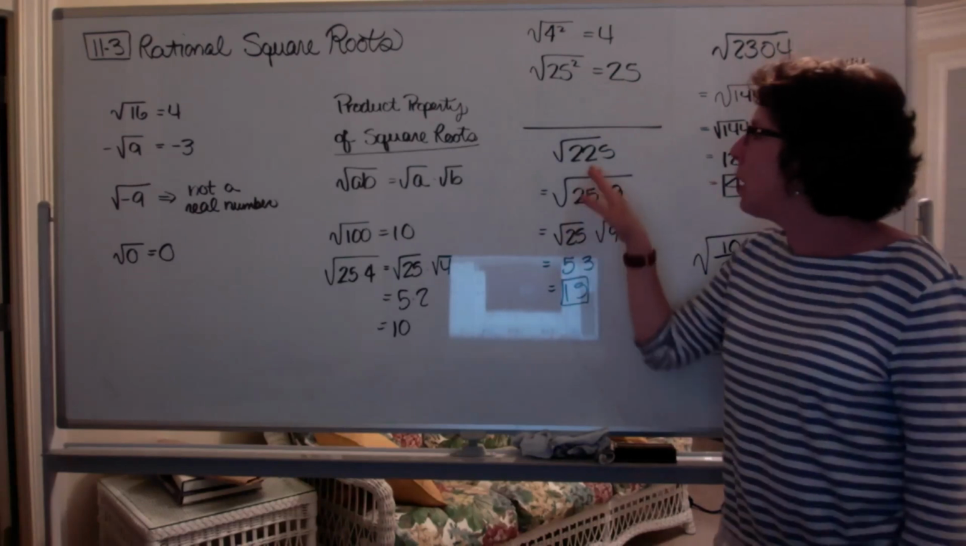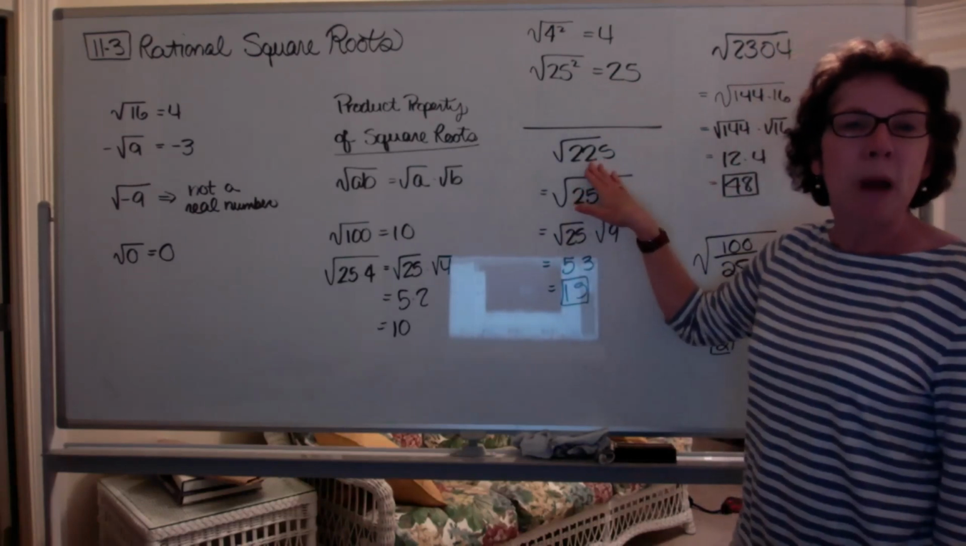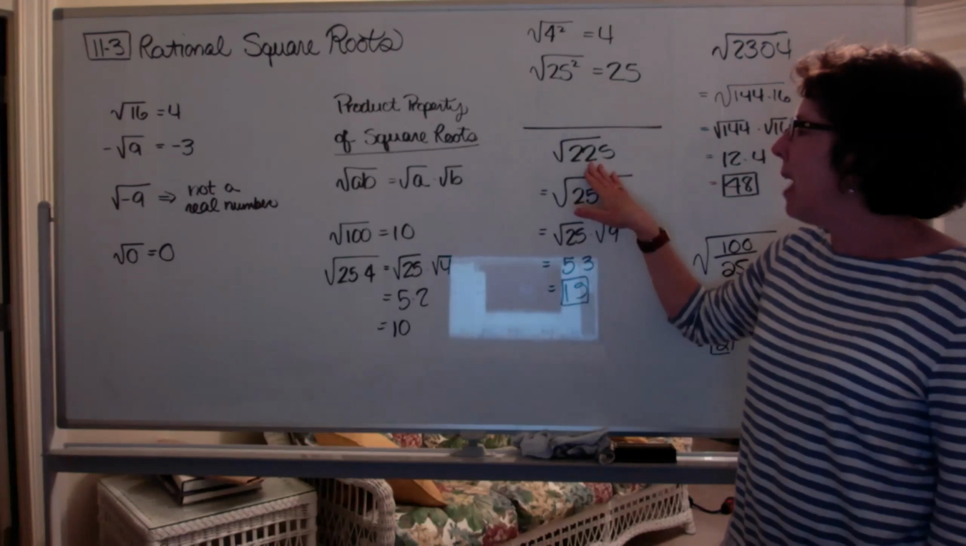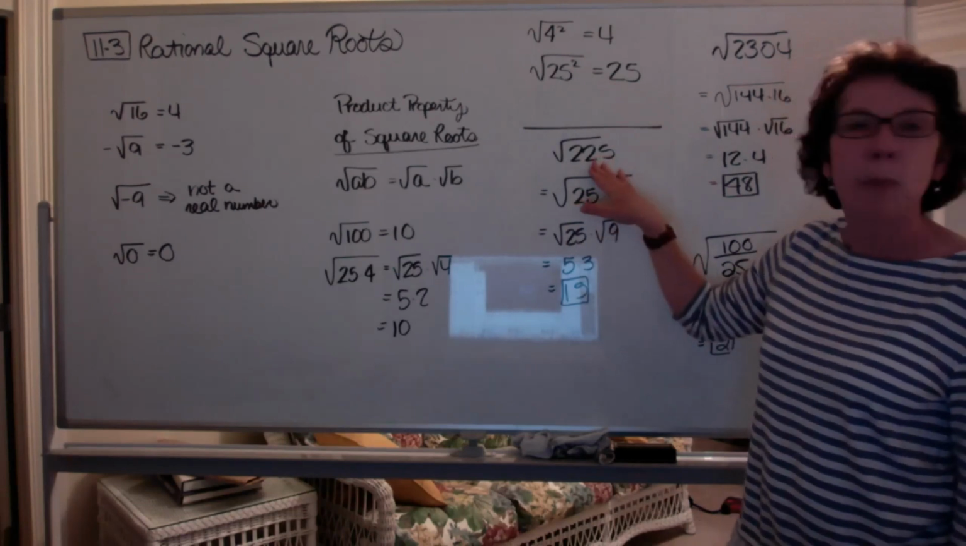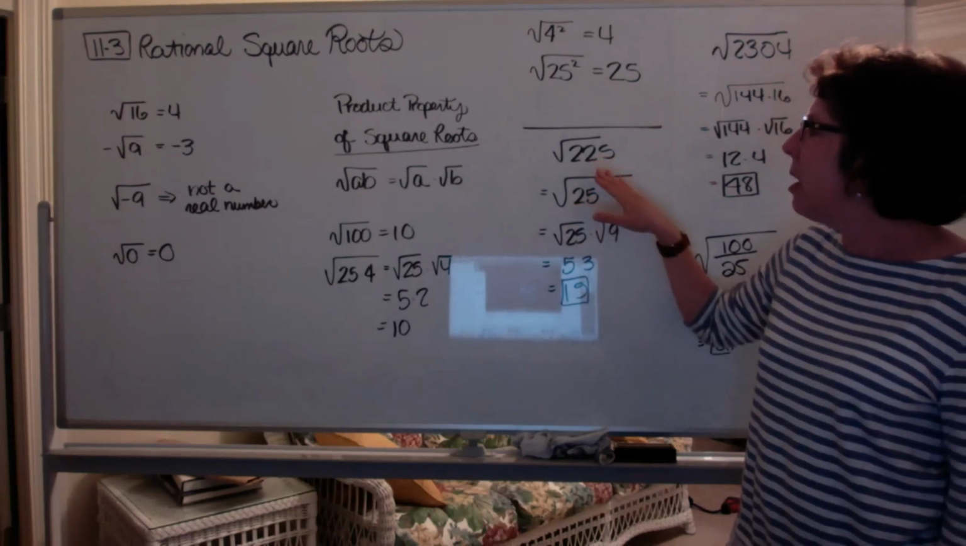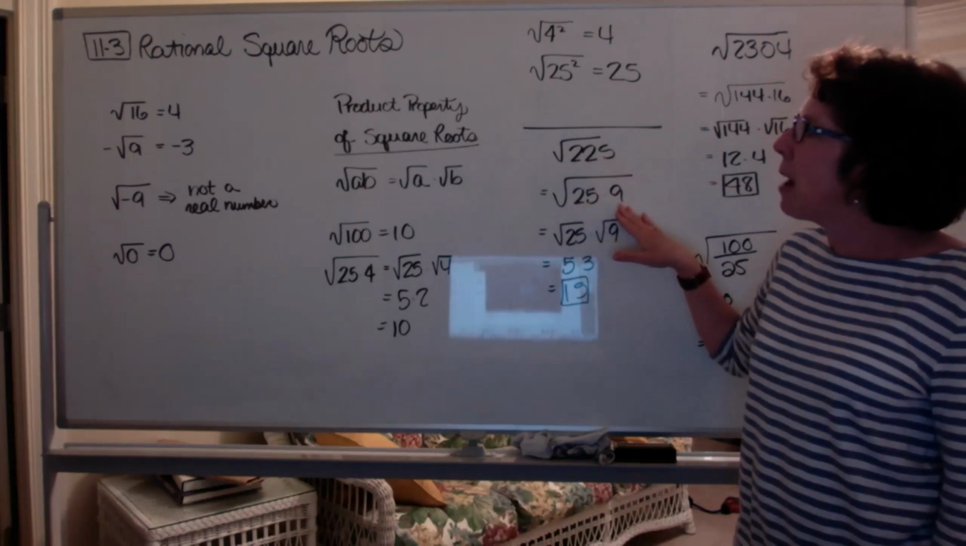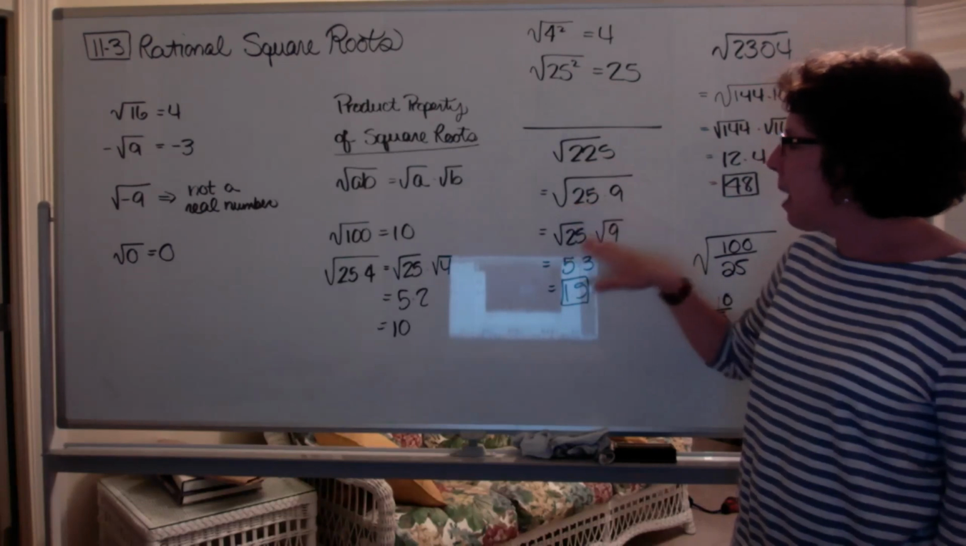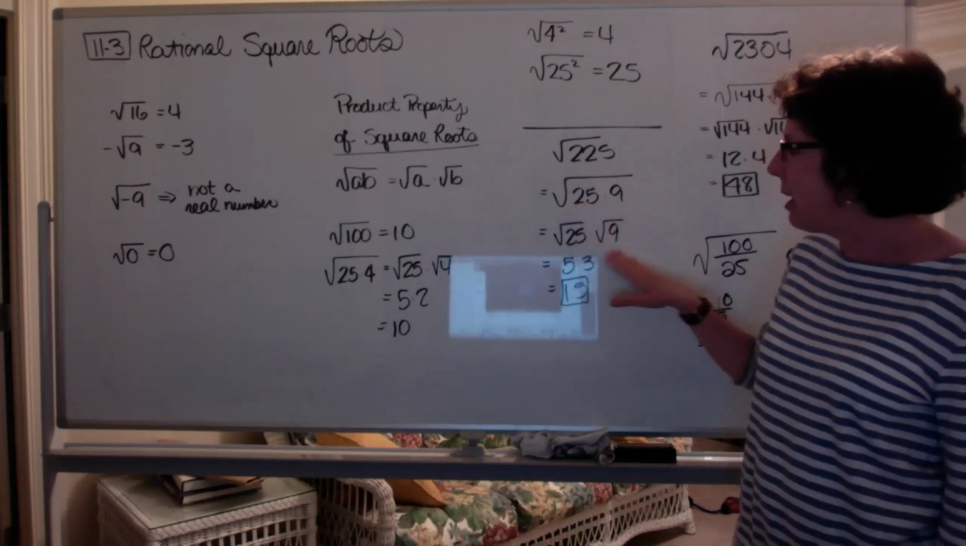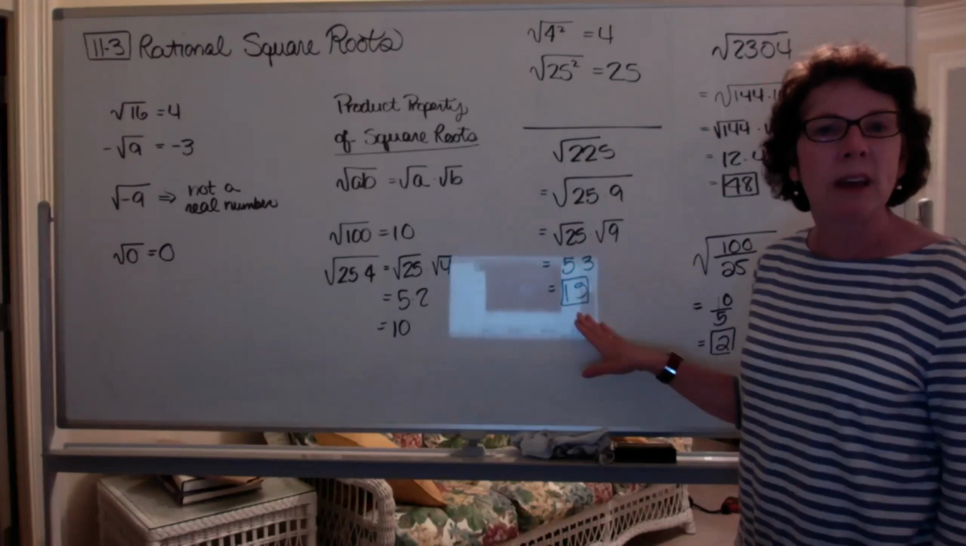Now, how about the square root of 225? Well, some of you probably remember that when we did mental math last year, that it's 15. But let's break this up into something that's easier. Well, 225 is simply 25 times 9. So we can use our product property of square roots to split that up into the root of 25 times the root of 9, which is 5 times 3, which is 15.